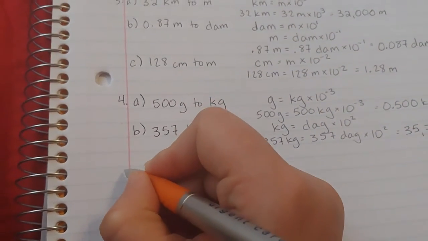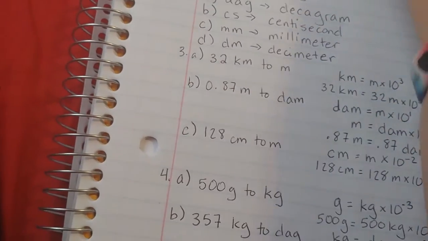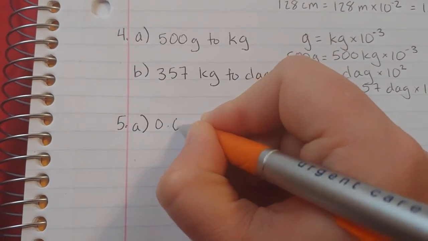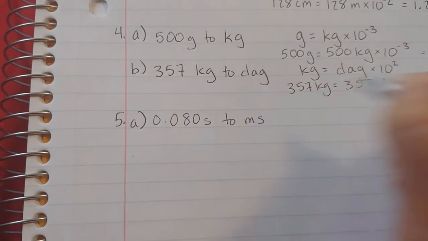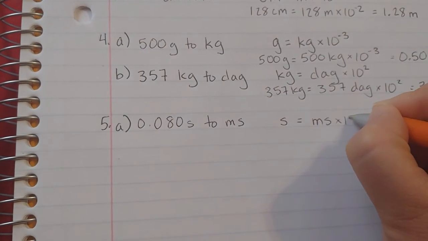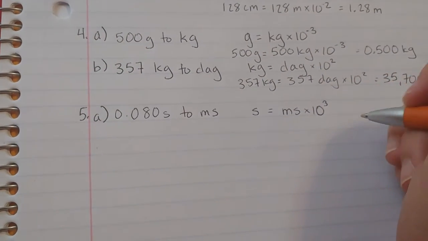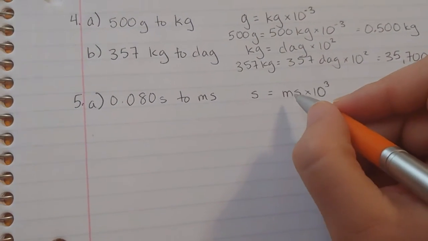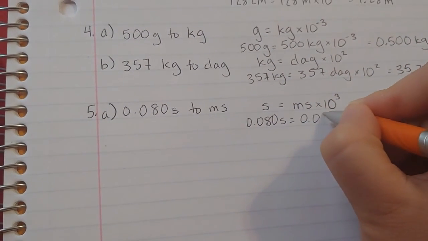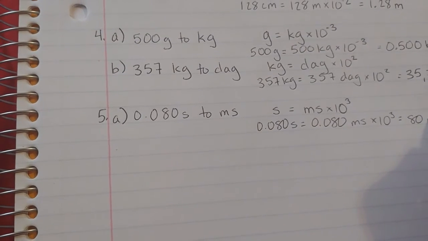Number 5. Part A. Let me adjust my paper here. All right. 0.080 seconds to milliseconds. All right. Well, I know that 1 second is equal to 1 millisecond times 10 to the 3rd, because 1 millisecond is 1 second times 10 to the negative 3rd, because a millisecond is 1,000th of a second. So 0.080 seconds is 0.080 milliseconds times 10 to the third, which gives me 80 milliseconds.